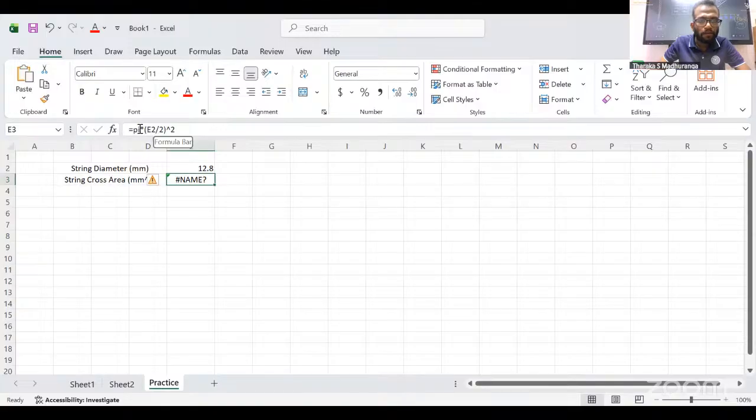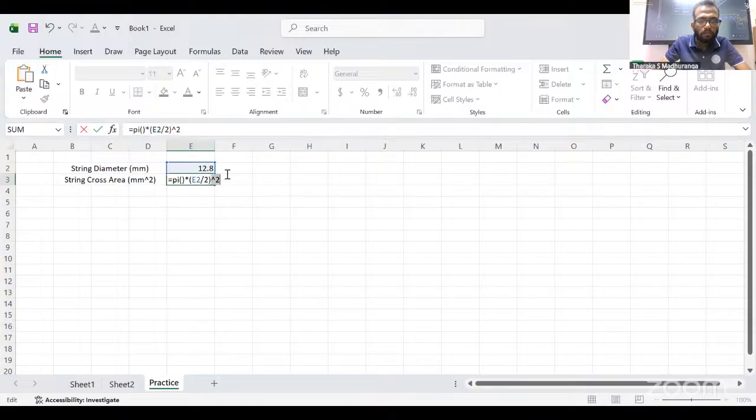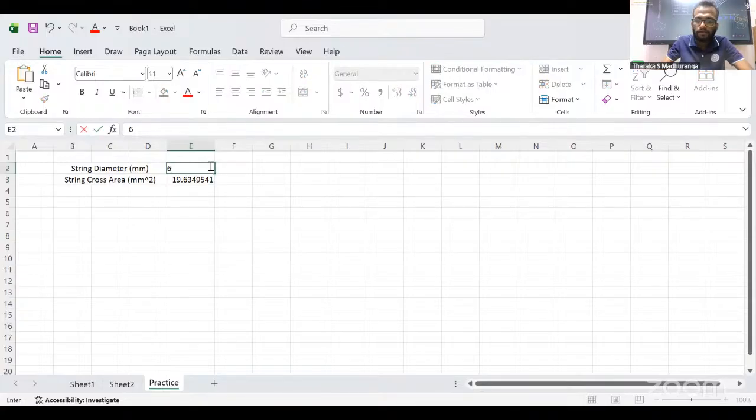Sorry, we have to add a bracket here. Now, see, that's a function, right? Phi, bracket also has to be there. Phi diameter divided by 2 squared, that is phi r squared. If you put another value for diameter, say 5, the value will change automatically, right? This is the cross section area.